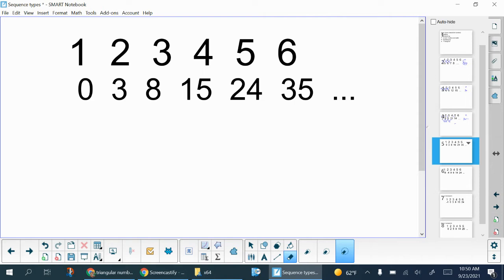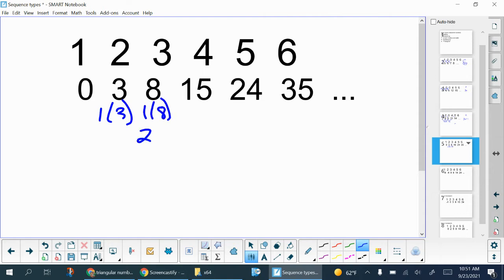I start looking at the factors. So 0 is a hard one to do because it could be 0 times anything. So I'm going to start with 3. My only option for 3 is that it has to be 1 times 3. Then I go to 8. Well, 8 could be 1 times 8, but it could also be 2 times 4. Those are my options for 8. 15, well, it could be 1 times 15, but it could be 3 times 5. And then 24, I get a whole bunch of options.